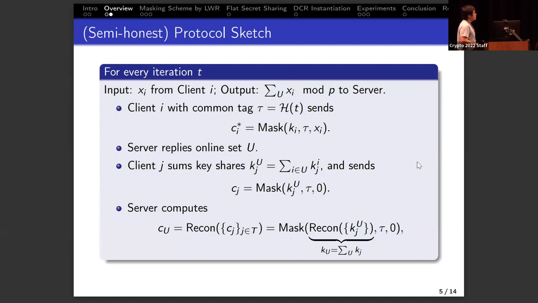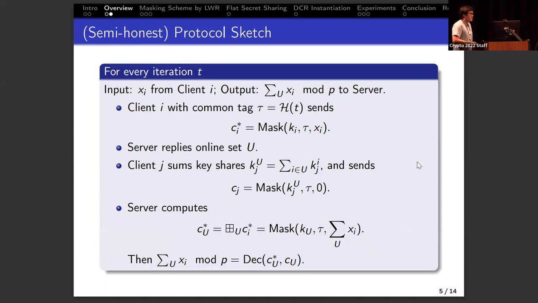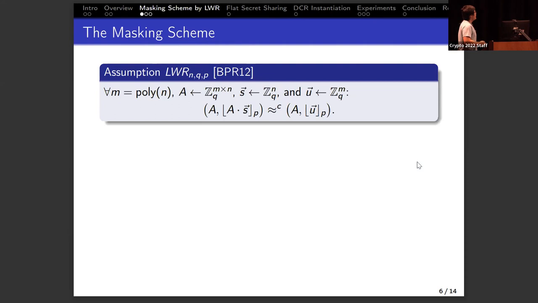The server now can homomorphically evaluate the secret sharing reconstruction algorithm over the empty mask C sub J's to compute C sub U, which by key homomorphism equals an empty mask over the key K sub U, which is the sum of the plain masking keys. Next, the server homomorphically sums over the masked messages and then applies the decryption algorithm to recover the result. Okay, that's the high-level protocol.